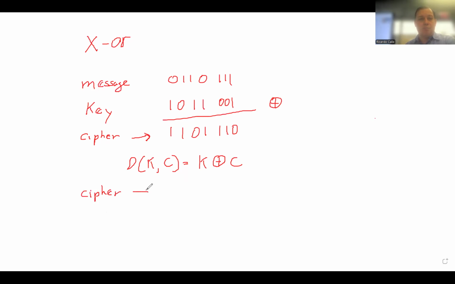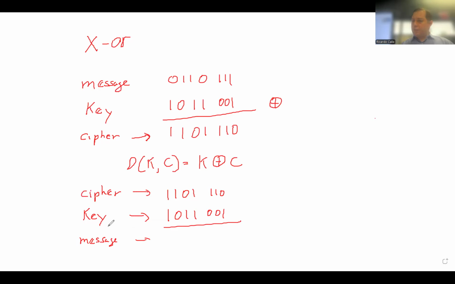Okay, so I have my cipher, which is this one over here. So that's going to be 1101110. Okay, I need the key, right? And that's going to be that same key. So 1011001. And I can obtain the message or plain text. The message. All right, and that's going to be 0110. Okay, and then all these 1s, which is the same thing, right?